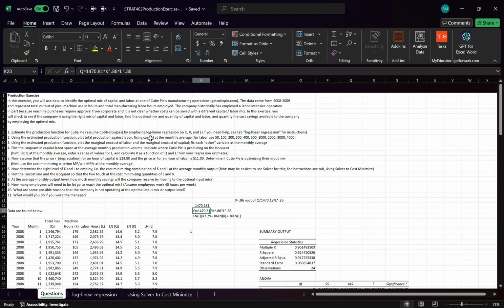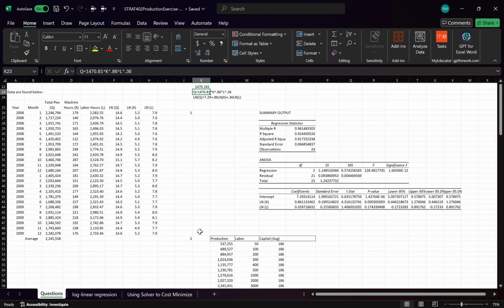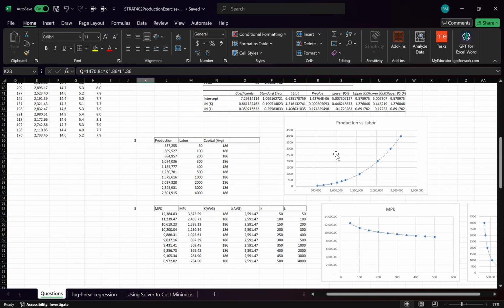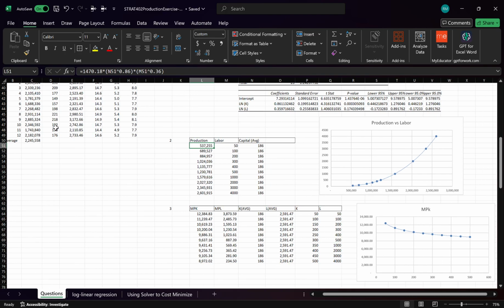Number 2, using the estimated production function, plot total production against labor, fixing capital at the monthly average. So number 2 I did right here. Here's my graph. I just fixed capital at the average of what's over here for K, and then I just put L up whatever amount in order to get the production function, and I used the production function from number 1 to plot this.